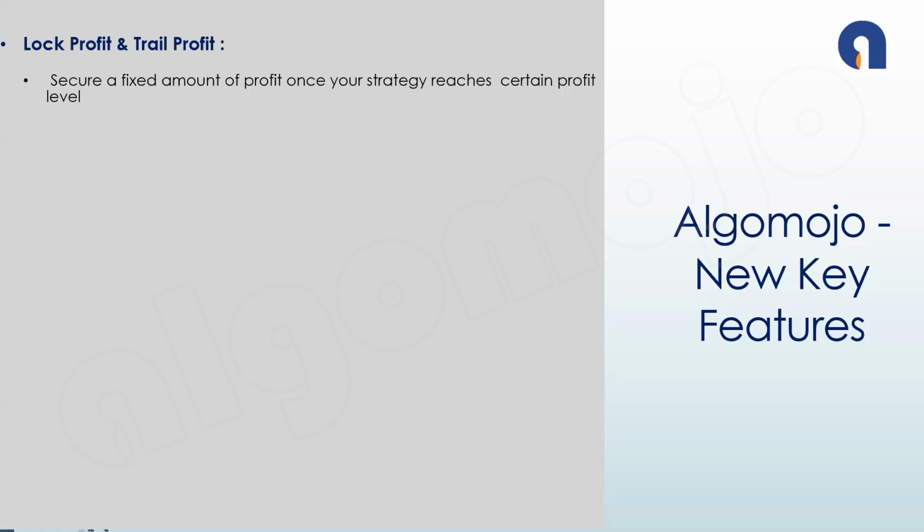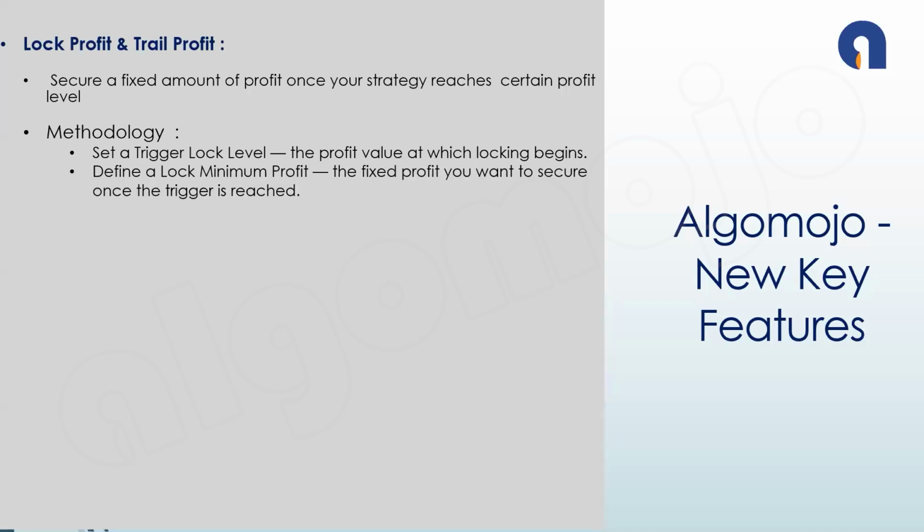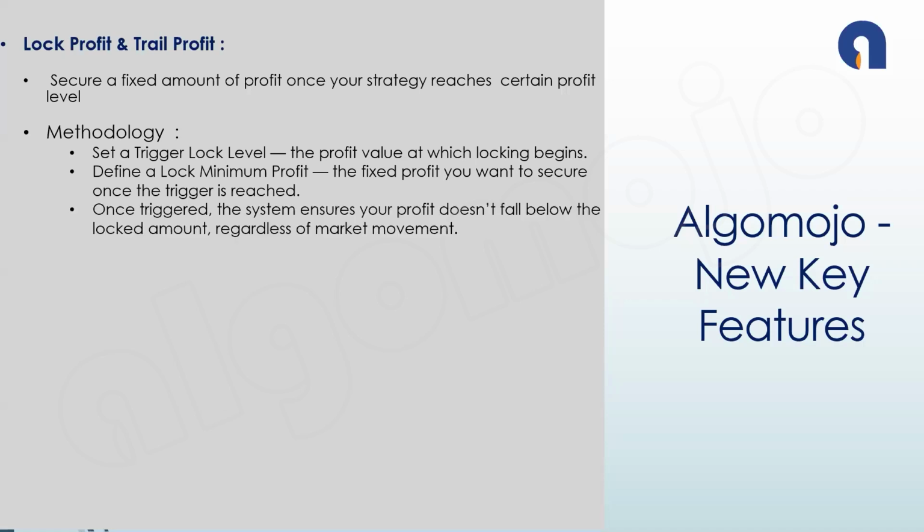Now, the way it operates is that you set the trigger level for locking in profit. Once you do that, you can also define the minimum profit that you expect to be locked. So our system will keep track of both these levels, and whenever these levels are reached, the positions will be triggered and the positions can get closed also.